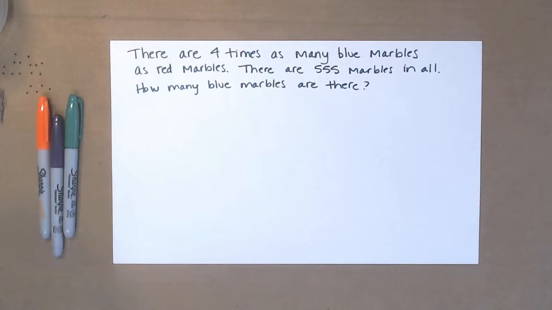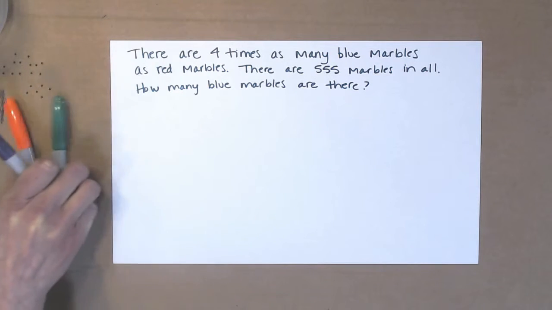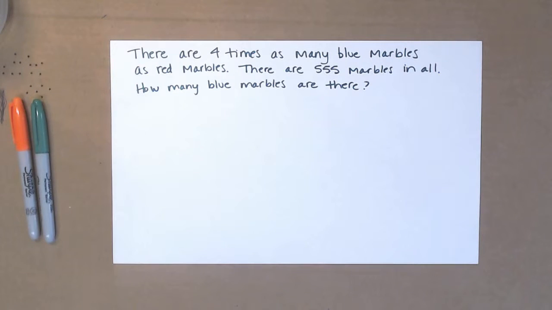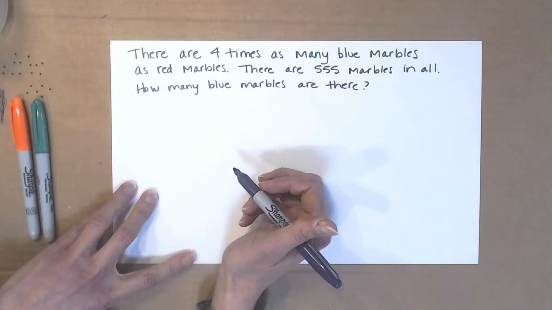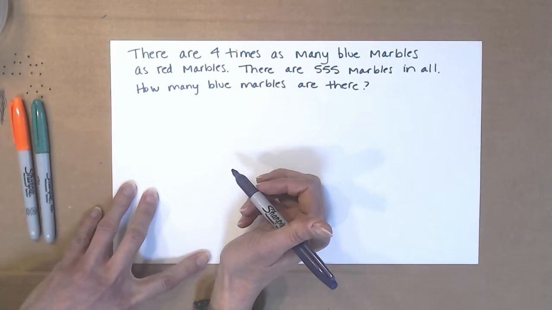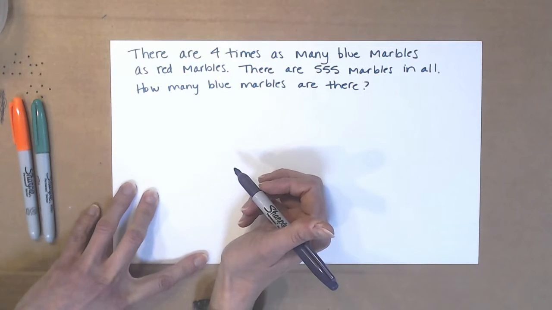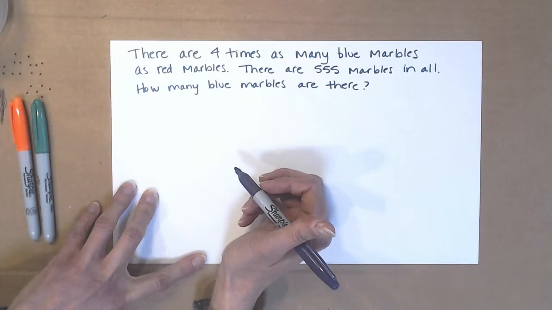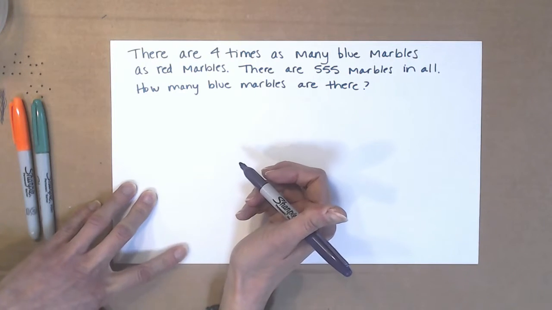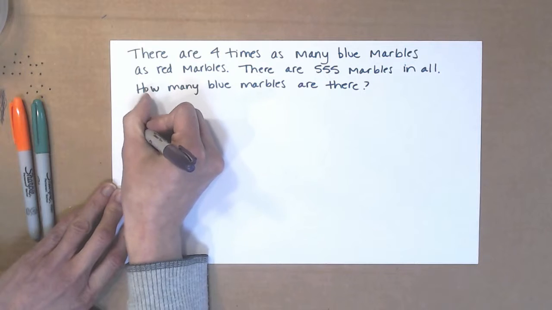There are 4 times as many blue marbles as red marbles. There are 555 marbles in all. How many blue marbles are there? So these are equal parts problems, so we're going to draw bar models with equal parts. When you're doing bar model problems, you want to ask first, what do I know? So I know that there are 4 times as many blue marbles as red marbles.